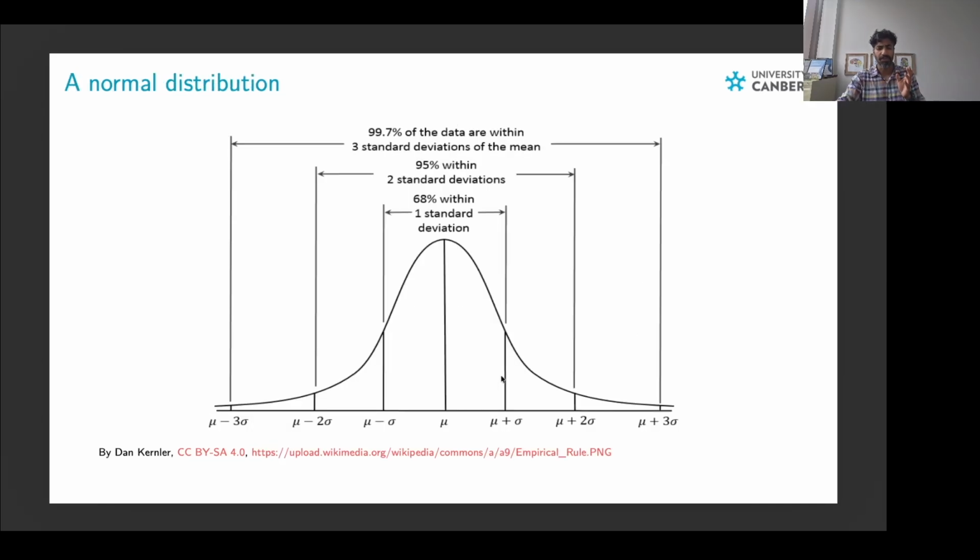But before I go into that, I want to talk to you about a really cool property of a normal distribution, which is this rule called the 68, 95, 99.7% rule.